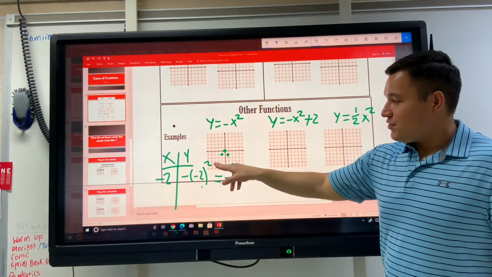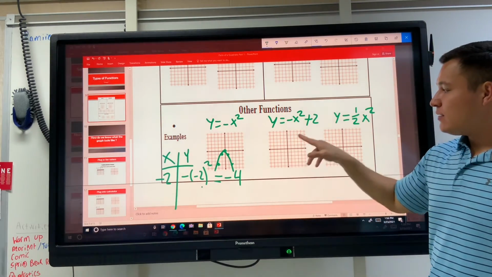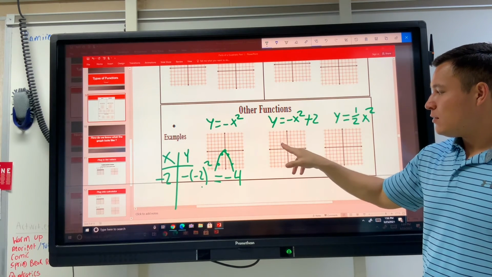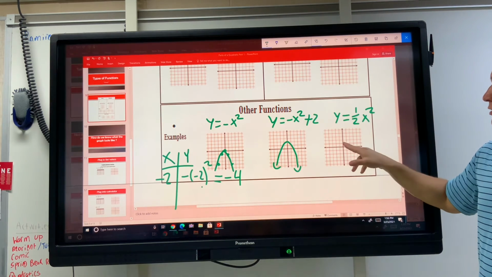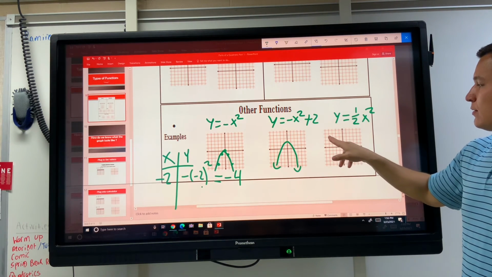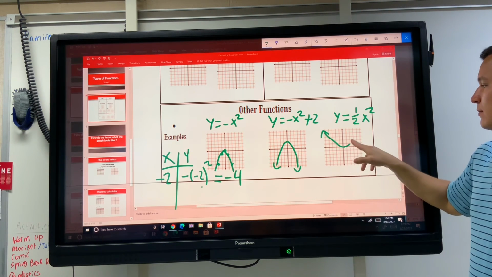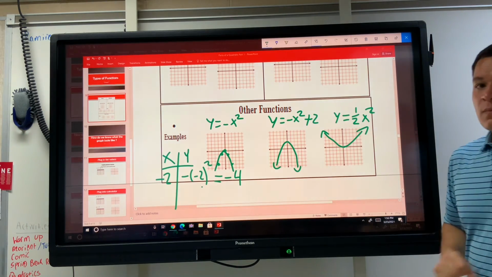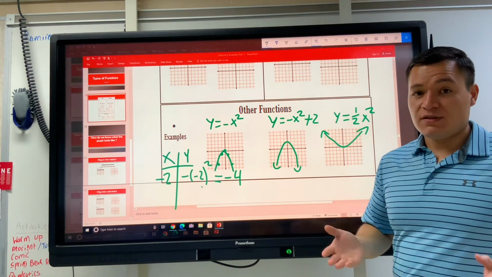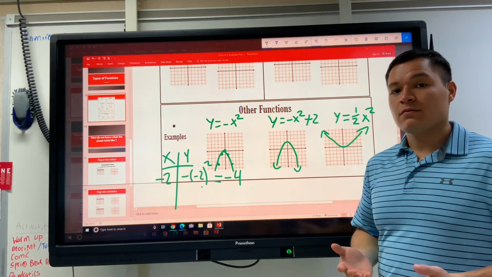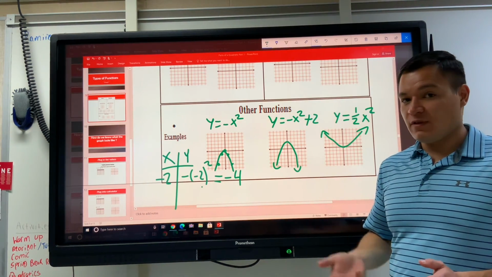Okay, so the general picture for this one would be like this. This one will look like this. And this one should look like that. I want you to make sure that you have the tables for these and you can do these. If you don't understand, ask me a question or look for my other videos from last year at this time.